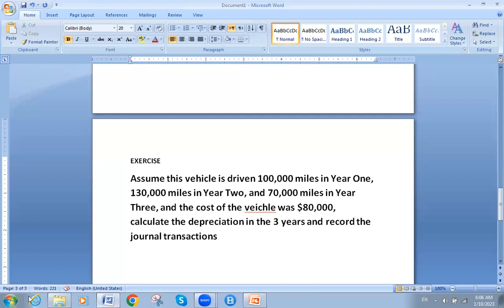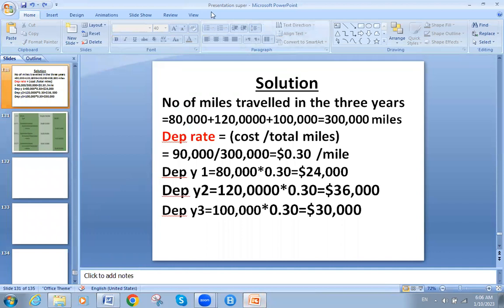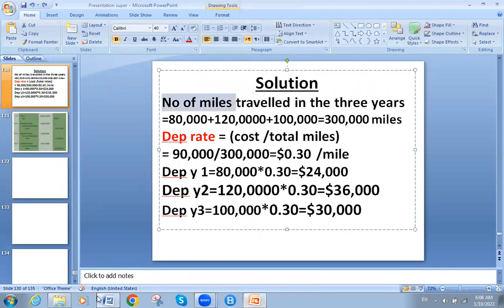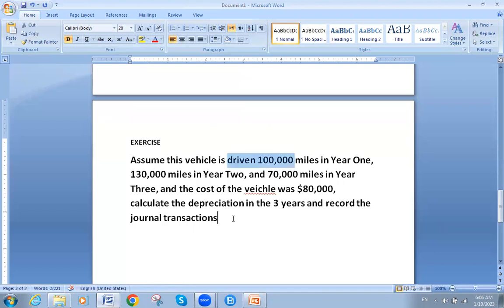Cool. Let's now calculate, do exactly like what we did here. First of all, let me remind you, we calculate the number of miles. Number of miles, we have 100,000 miles. Here we'll say number of miles will equal 100,000 plus 130,000 plus 70,000. That will equal 100 and 130, 230 and 70. That's 300,000 miles.